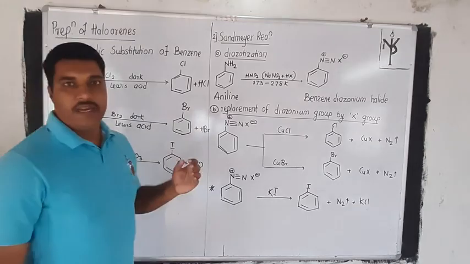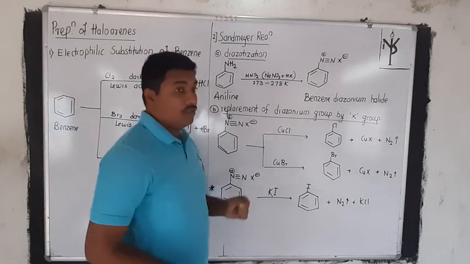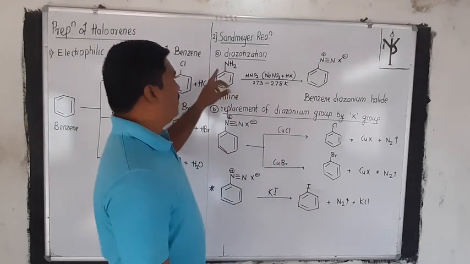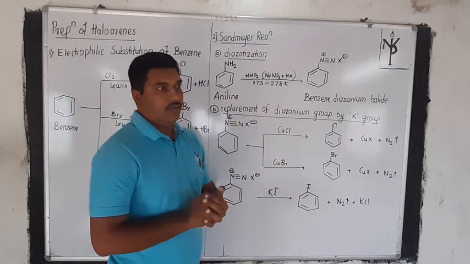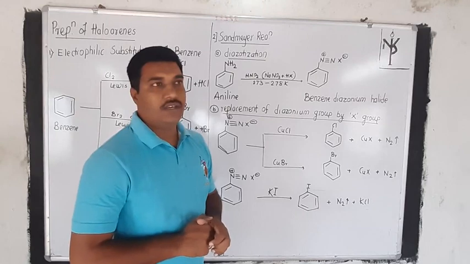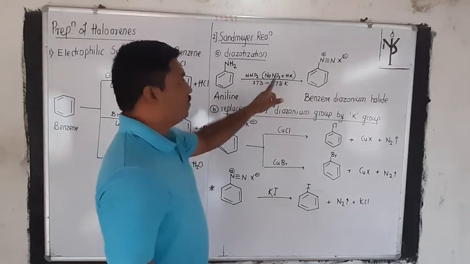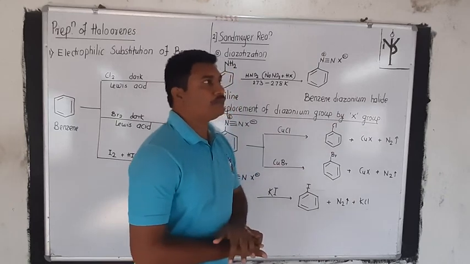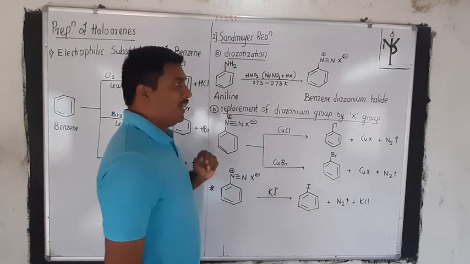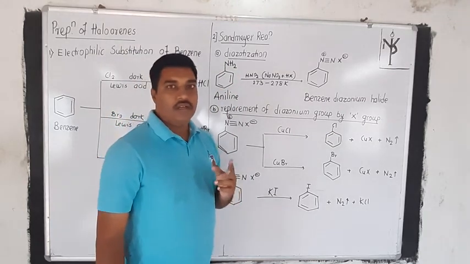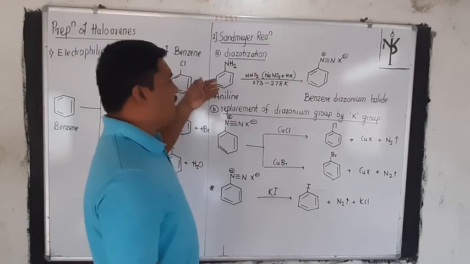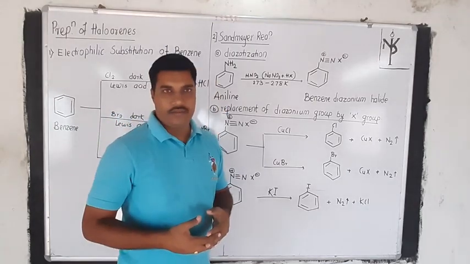The second method to prepare haloarenes is the Sandmeyer reaction. It's an important reaction. It's asked for 2 marks in short notes. The Sandmeyer reaction involves 2 steps. The first step is diazotization. Diazotization is a process involving formation of diazonium halide. Here, di means 2, azo means nitrogens. Here, 2 nitrogens are bonded to each other and bonded to the aromatic ring also. This will be studied in detail in the topic amines this year.